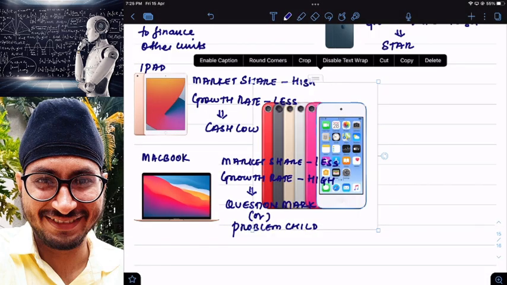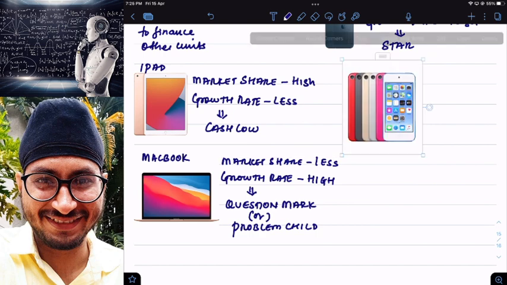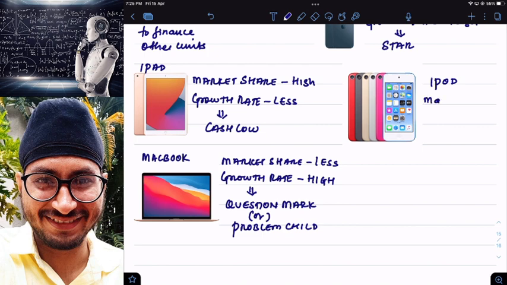This is an iPod, which is a music player of Apple. Today, according to you, are people using any separate music players for playing music? No. So the market share of Apple is very less.